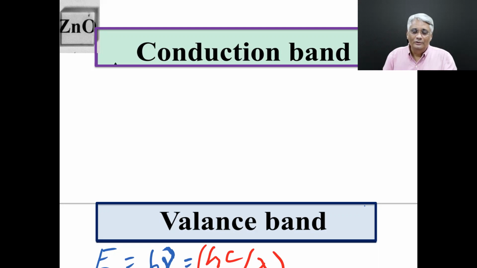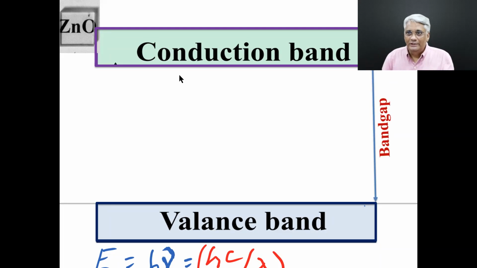You just see through. Unless you put a multimeter on the top surface, you will not realize that it's a conducting film. So you have a bare glass slide, and you have a transparent conducting oxide. You put a multimeter here, multimeter there. Glass is non-conducting, and this is conducting. That's what it is.